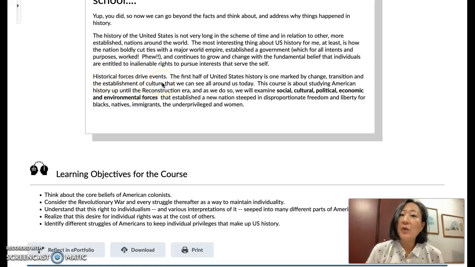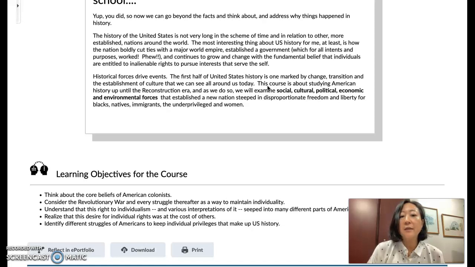And this is the overall umbrella argument that I will make for this course. Historical forces drive events, and this is where you will make an argument about why these things happened in history in your papers. And the first half of U.S. history is one marked by change, transition, and the establishment of culture that we can see all around us today.